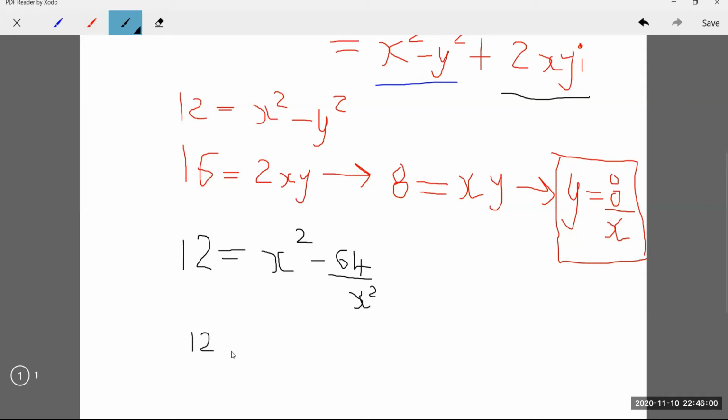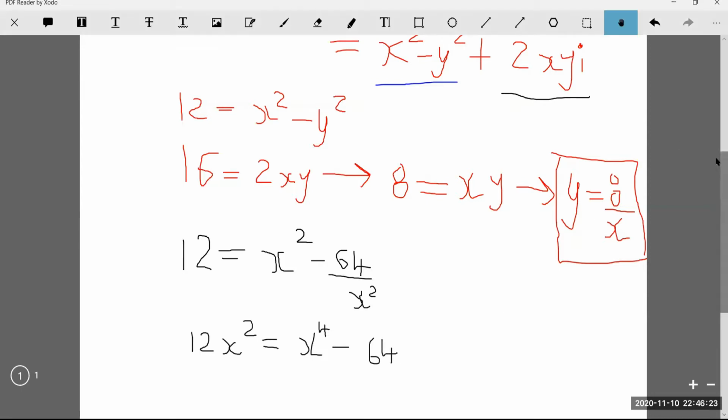We're going to get 12x squared is equal to x squared times x squared. This part becomes x to the 4. So we'll get x to the 4 minus 64 over x squared times x squared. That just gives us 64. So we get 64 right there.